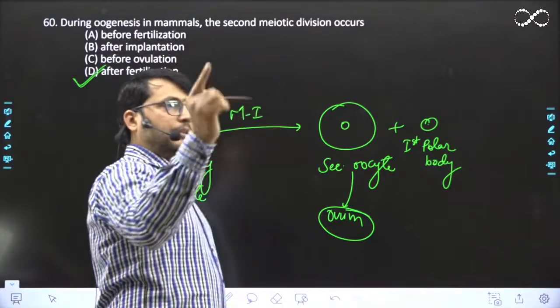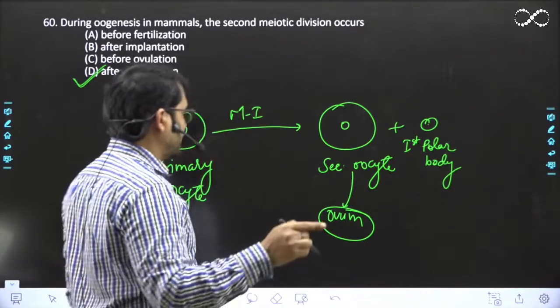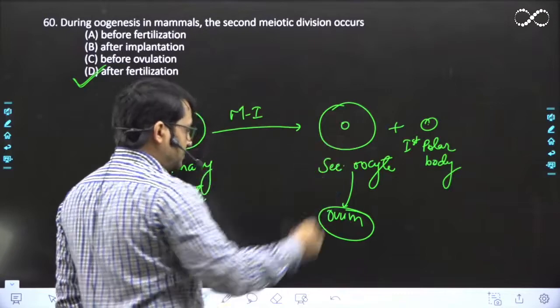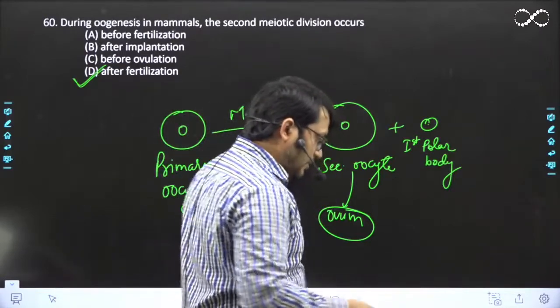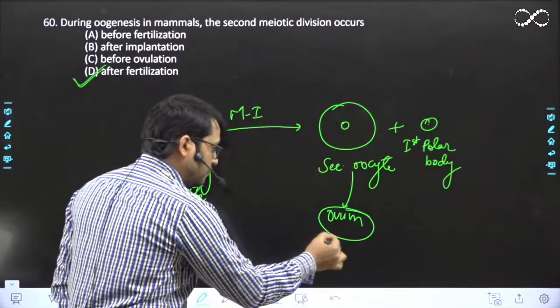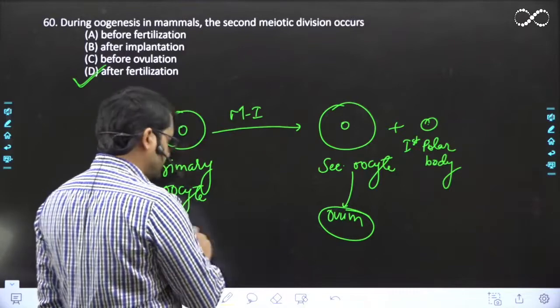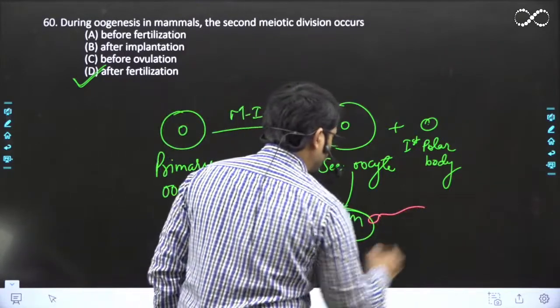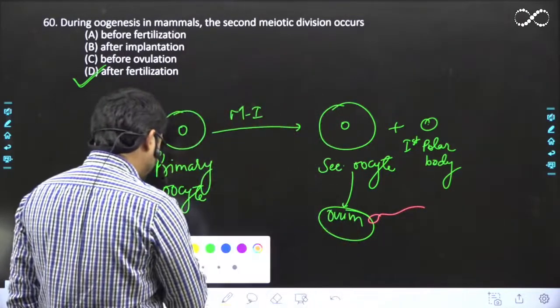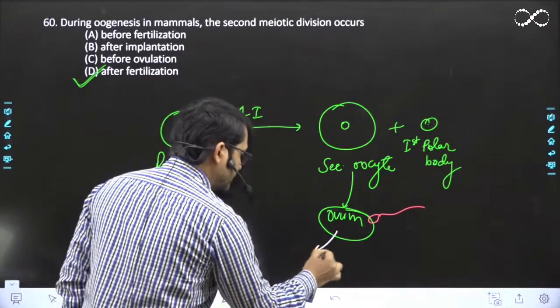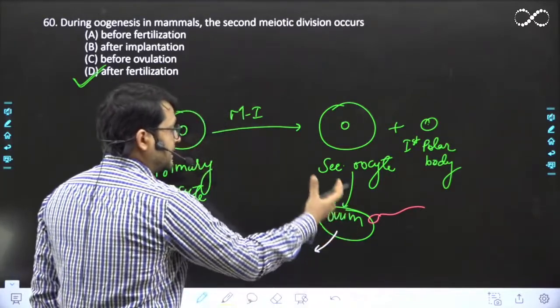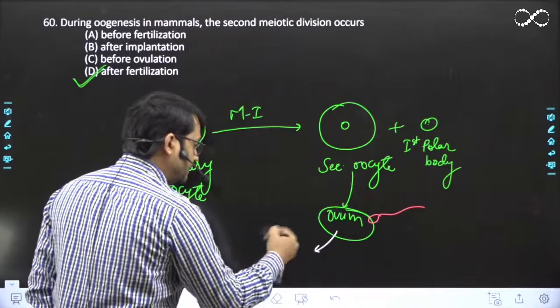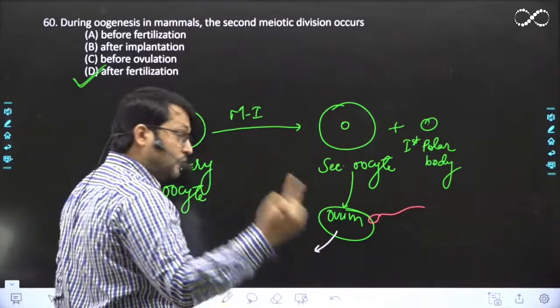I'm coming to that, Akhil, give me a moment. So the secondary oocyte forms the ovum, and then this ovum meets the sperm. Now with the help of the sperm's centriole, the secondary oocyte completes its meiosis 2.